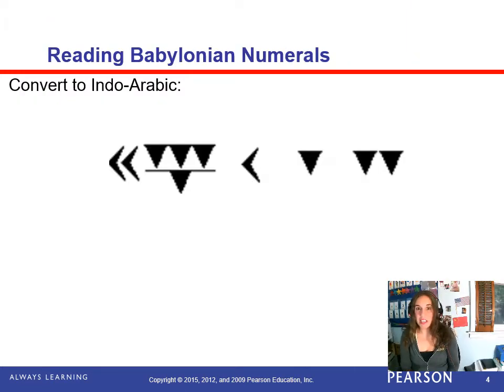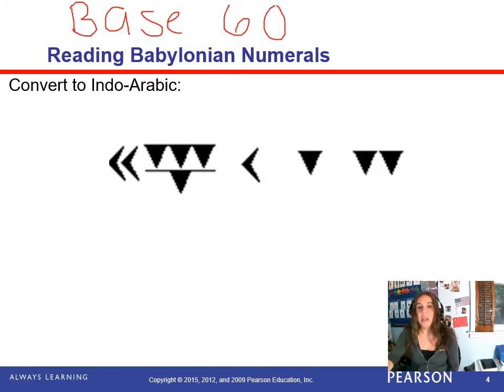So here it says convert to Indo-Arabic, and it's really important for us to remember that when we're dealing with Babylonian numbers, we're in base 60, which means we're dealing with powers of 60. So we have a Babylonian number here, and we want to convert it to a number we know, a number we understand. I've left white space in between each of these place values so you can see what each place value represents. The first thing I always do is write my powers of 60.